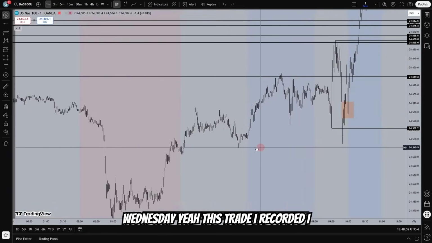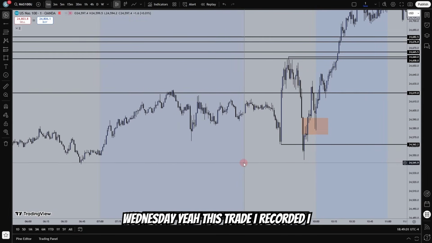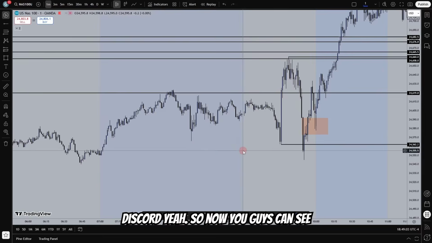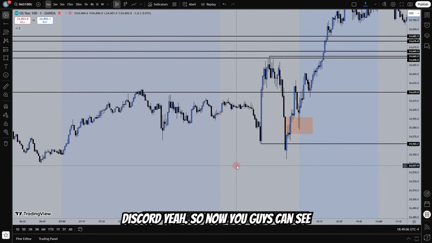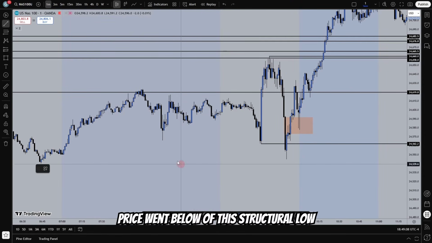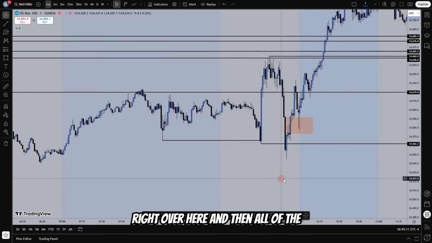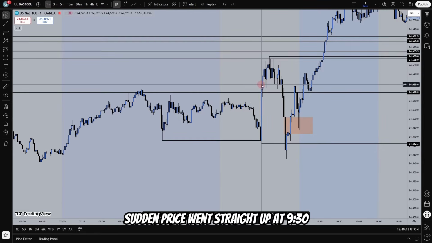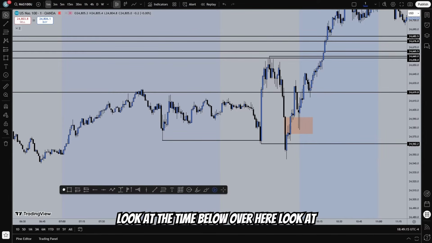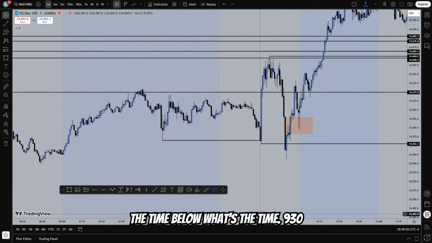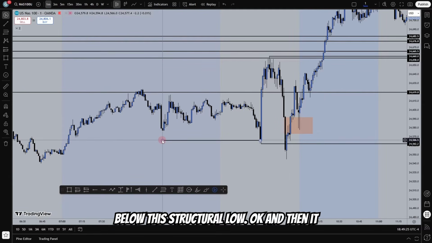Now let's go on Wednesday. Yeah, this trade I recorded, I think I posted this trade in my Discord. So now you guys can see price went below the structural low right over here, and then all of a sudden price went straight up at 9:30. Look at the time below over here. What's the time? 9:30, right? At 9:30 it took the sell side liquidity, the stop losses which were below the structural low.